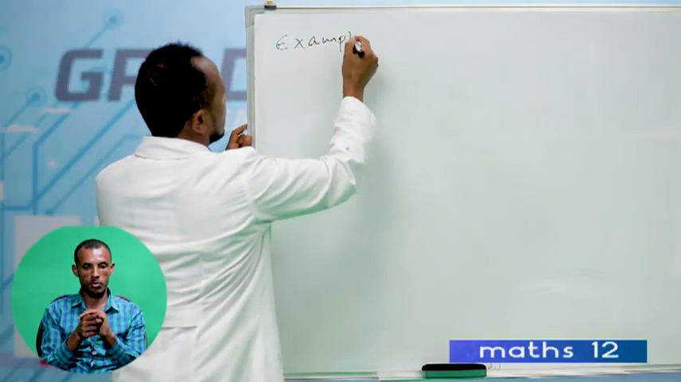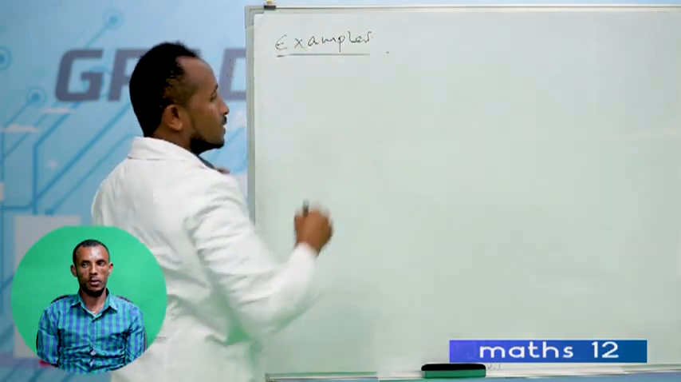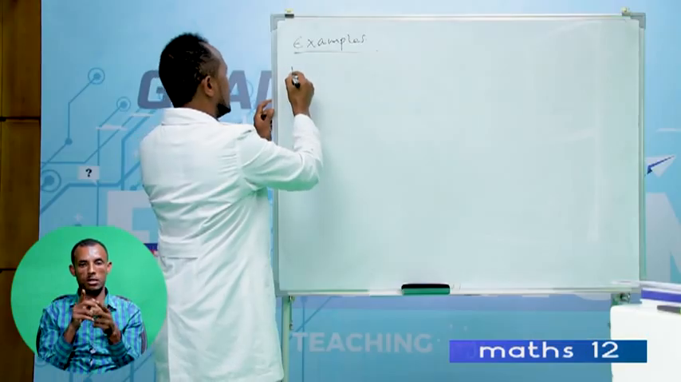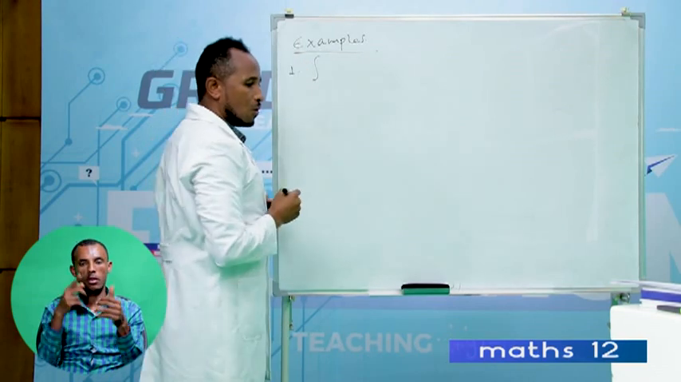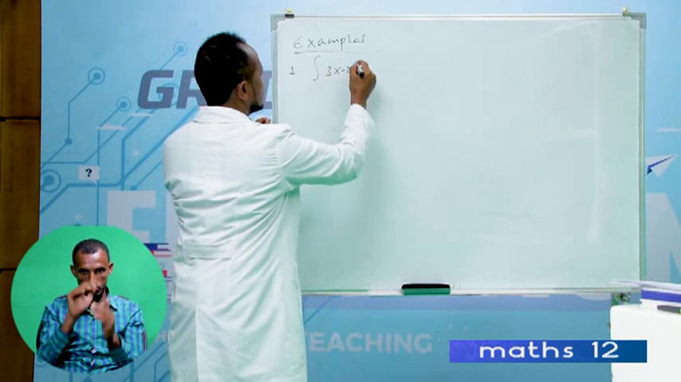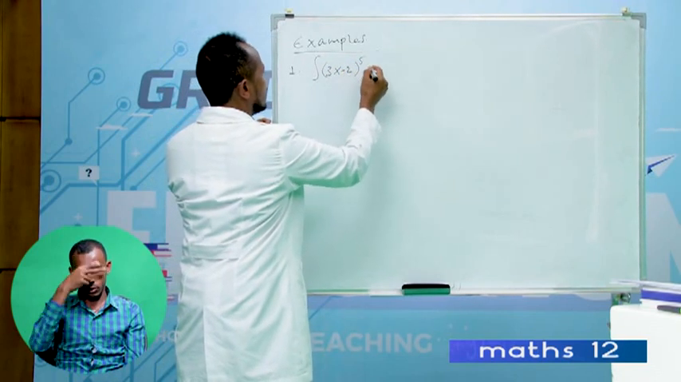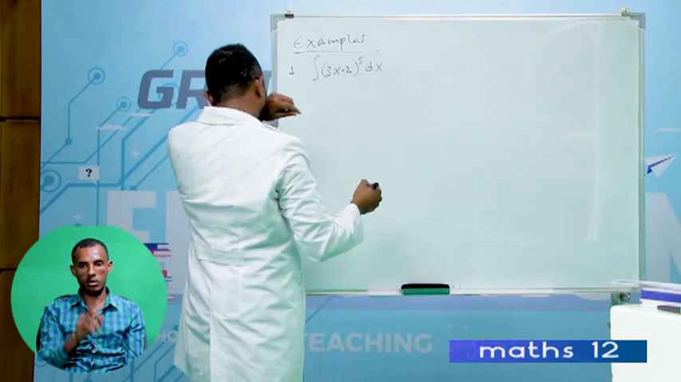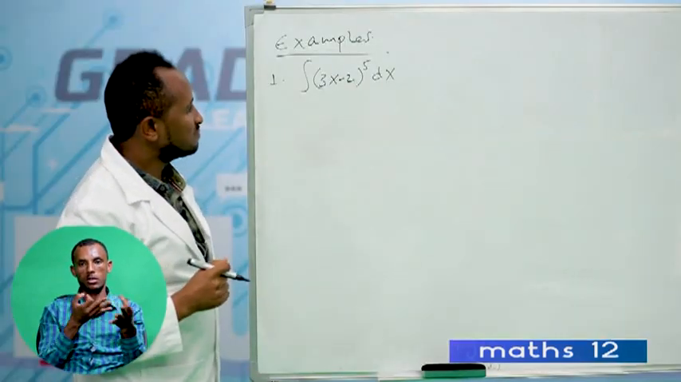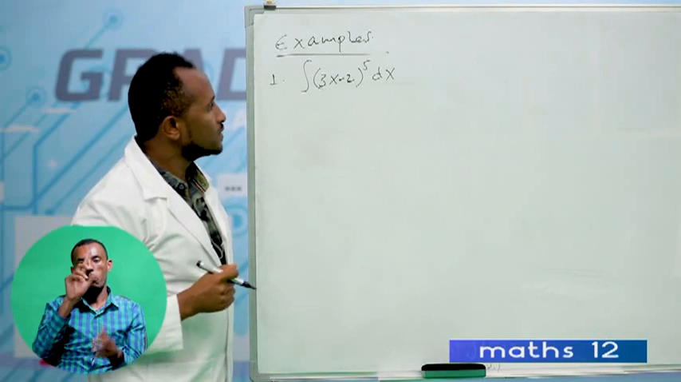Examples. Try to answer the following question. The first one is the integration of (3x - 2)^5 dx. Try to find the integral of this expression. I'll give you 1 minute to try.